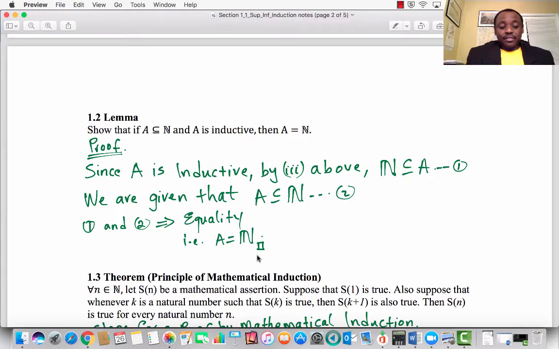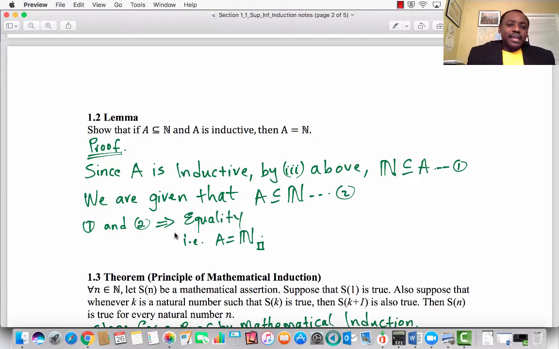This class is theoretical and abstract and beautiful. So we would prove a lot of things. So here is our first lemma, and we would prove it. And I should just tell you up front, the proof is going to be very easy.